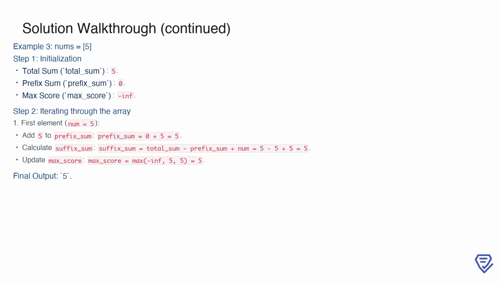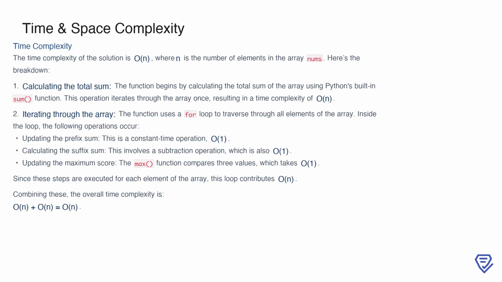This concludes our walkthrough of the solution. By iterating through the array and calculating both the prefix and suffix sums at each step, we were able to efficiently determine the maximum sum score for each example. The time complexity of this solution is O(n), where n represents the number of elements in the array.